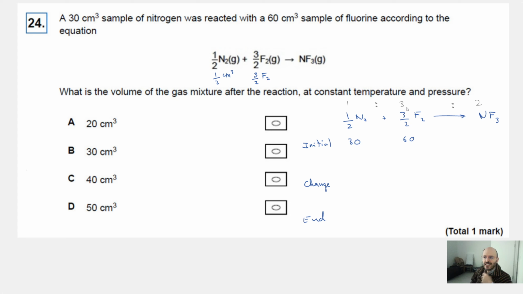Which one is it in excess? Well, some people say, well, because here you have more of fluorine than nitrogen, then fluorine is in excess. That's not true.